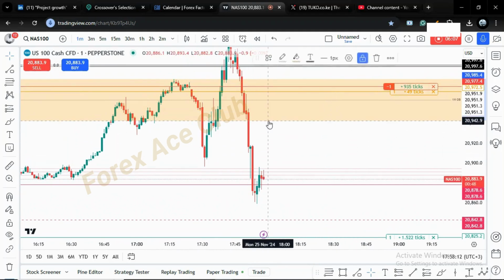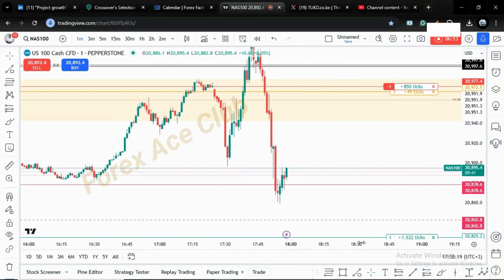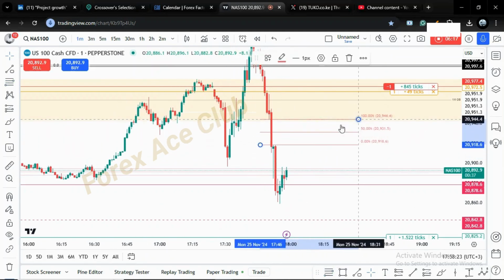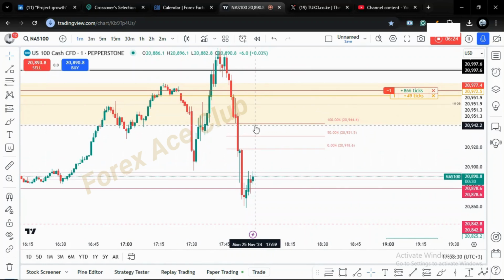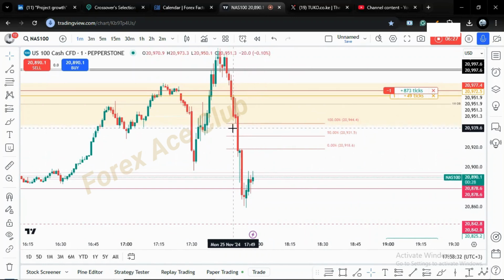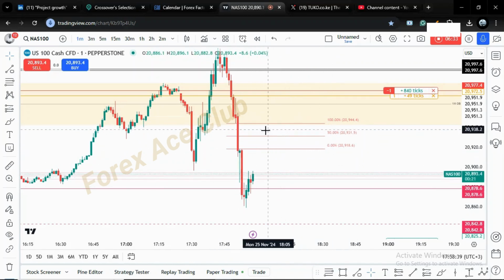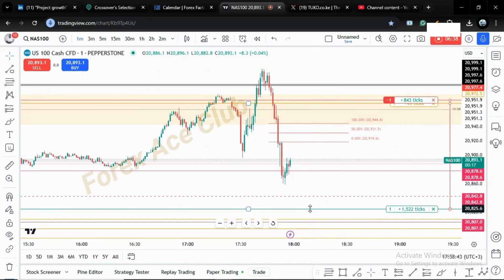So let me reduce the opacity of this inefficiency so that you can see price clearly. Now this is an imbalance. Price could tap into it, the midpoint. I wouldn't want to see the price going into the upper area. I'd like to see this upper portion left open. If it's left open, price should fire lower to my take profit.